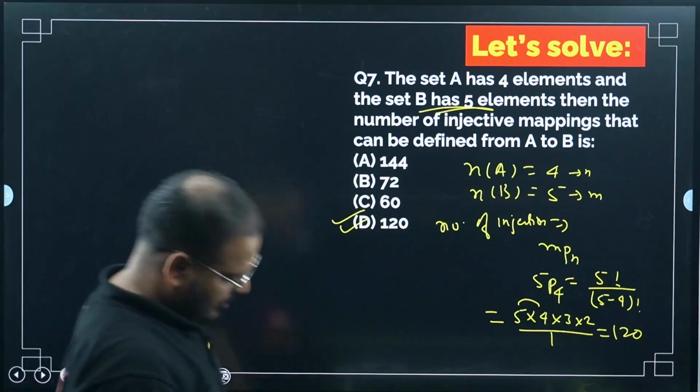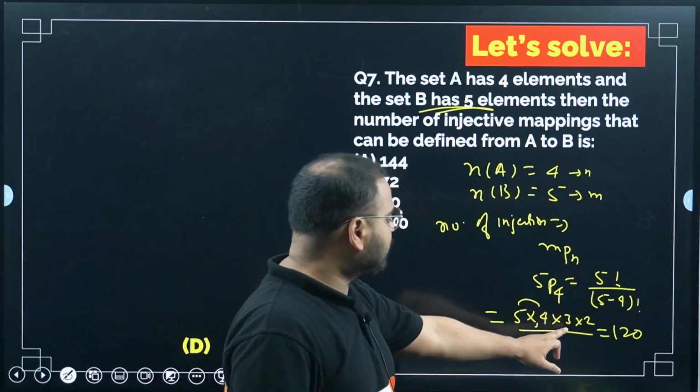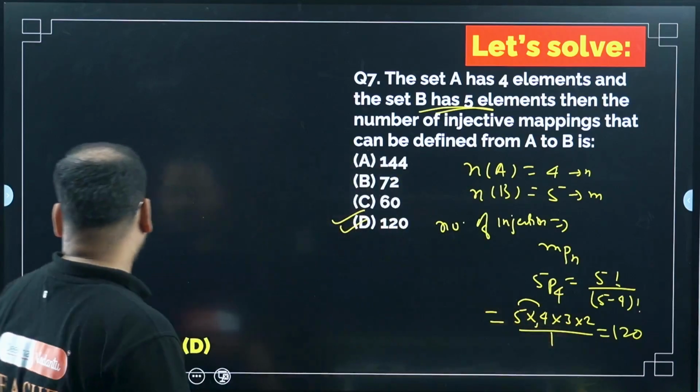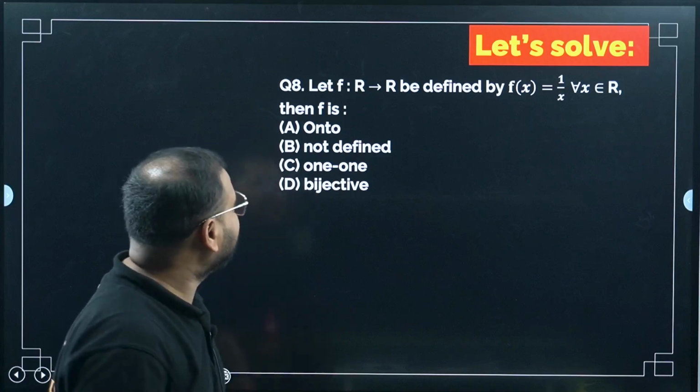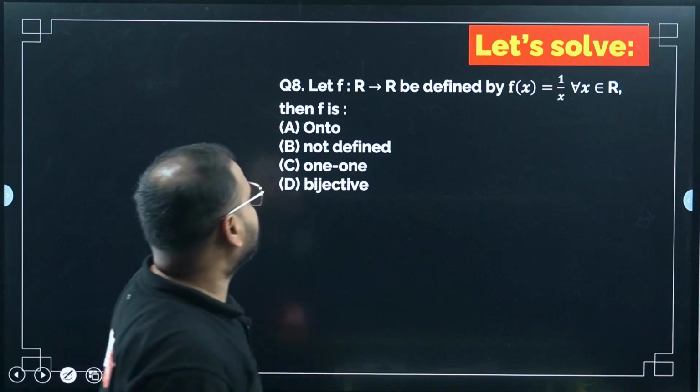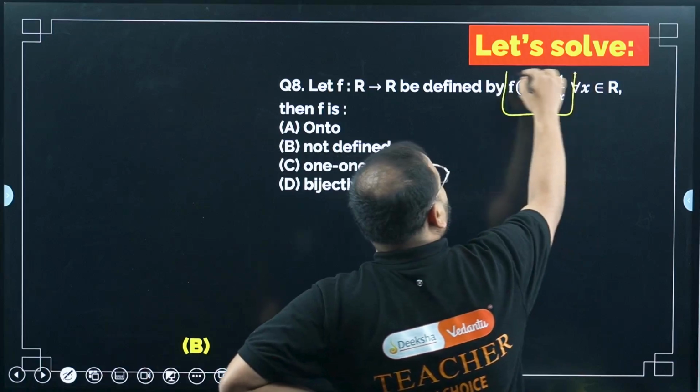120, correct? 5 into 4 is 20, 20 into 3 is 60, 60 into 2 is 120. Let's move on, sir. 8th problem. f from R to R is defined as the reciprocal function, 1 upon x.